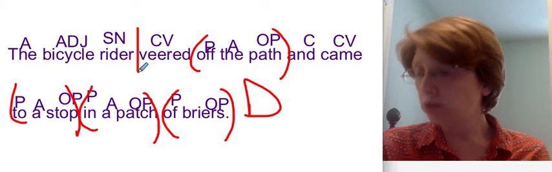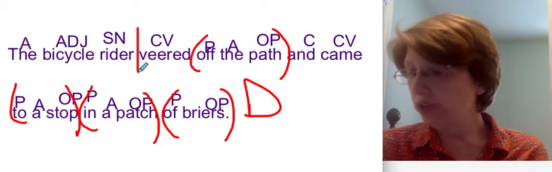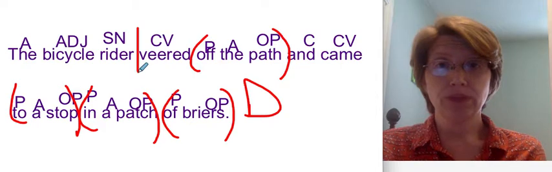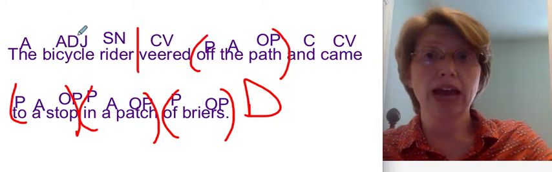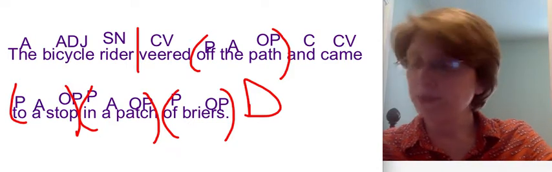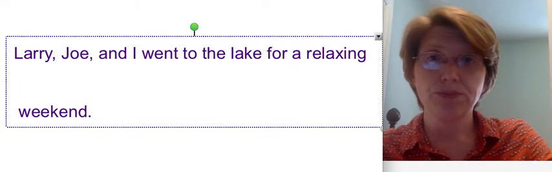Trees and shrubs grew by the roadside during the fall. So what is the subject there? You've got 2, so you're going to have a compound subject on that one. Now let's do 5 together.